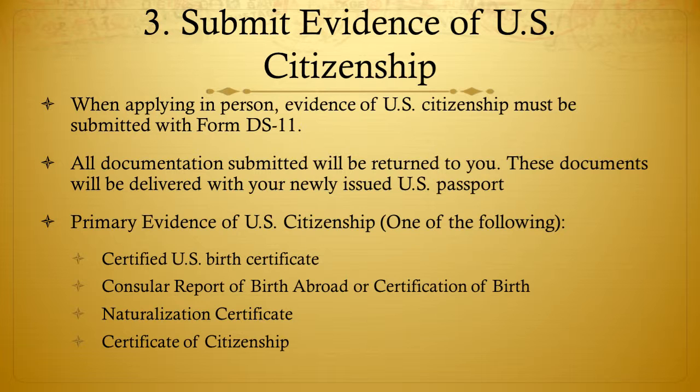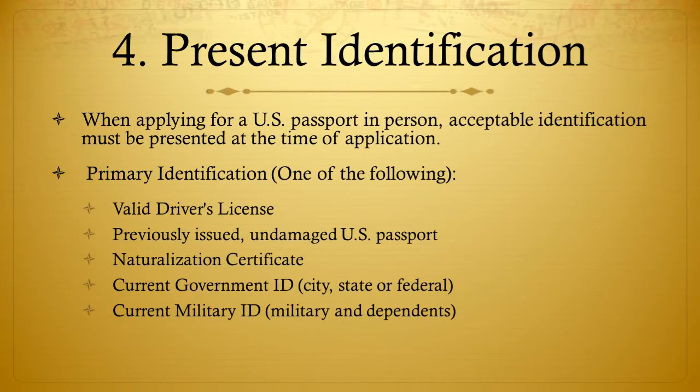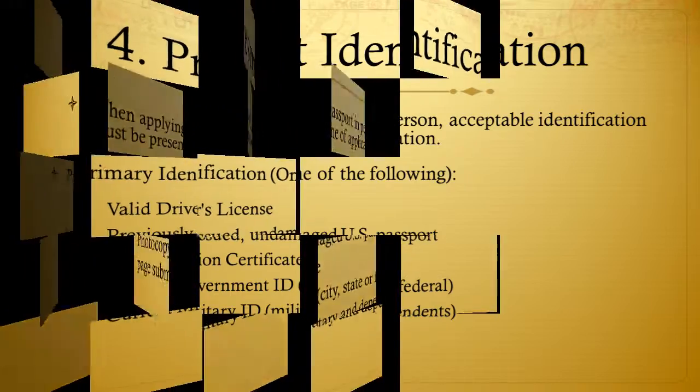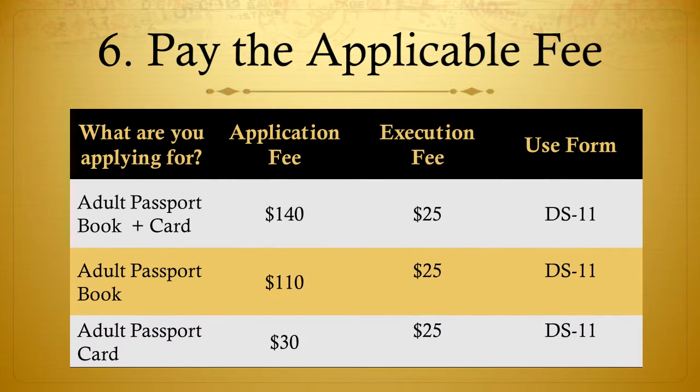The third step in the application process is to submit evidence of U.S. citizenship. Primary evidence of U.S. citizenship is a certified U.S. birth certificate, naturalization certificate, or a certificate of citizenship. The fourth step is to present identification. When applying for a U.S. passport in person, acceptable identification must be presented. Primary identification could be in the form of a valid driver's license, a current government ID, or military ID.